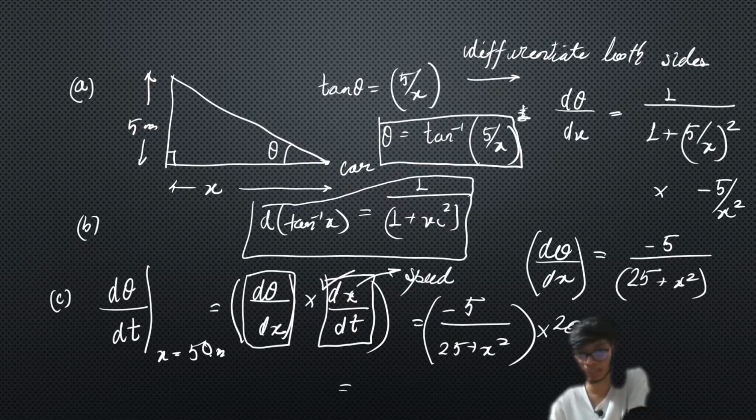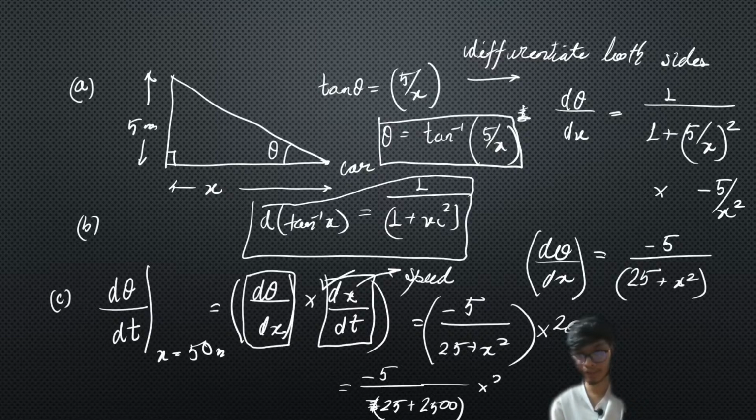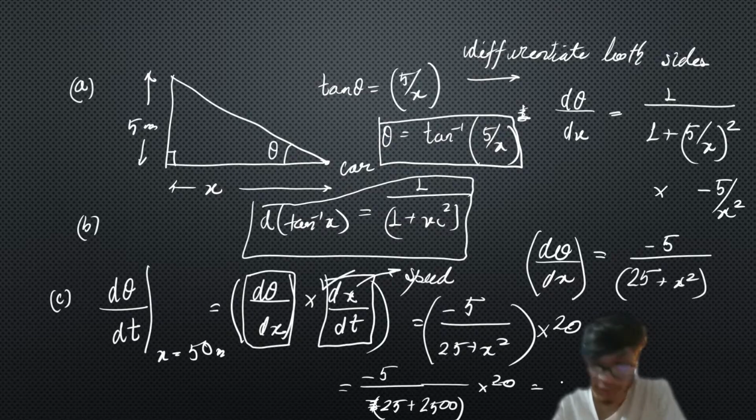So if we simplify by putting x equal to 50, we are going to get minus 5 divided by 25 plus 50 whole square, right? 50 whole square is going to be 2500, and multiplied with 20. So I have got the answer as equal to minus 4 upon 101 radians per second, right? So I have got this particular answer.